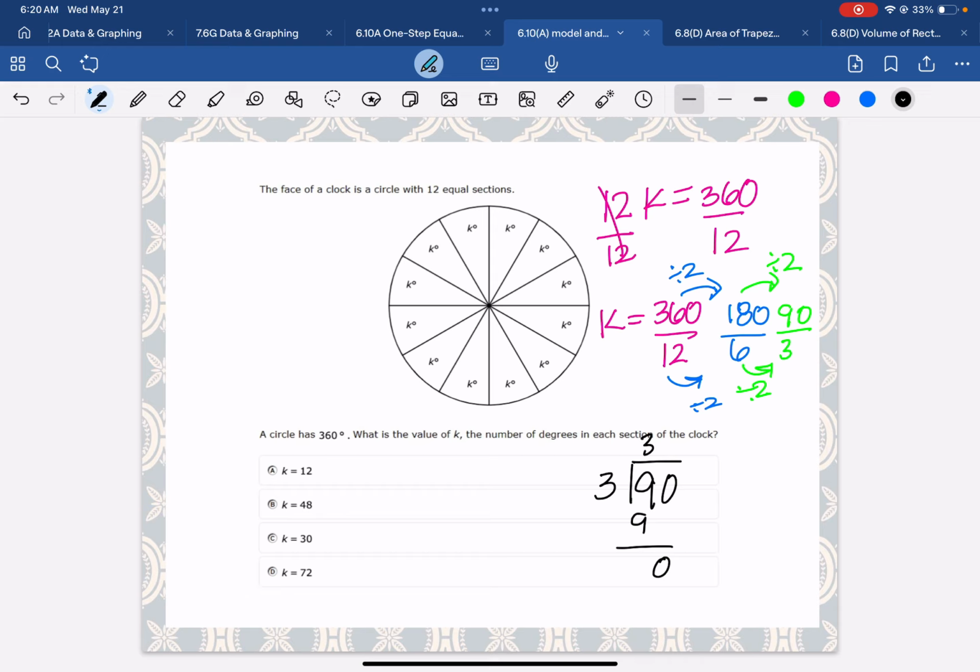3 doesn't go into 0, so we put 0 here. 0 times 3 is 0. So our answer is k equals 30. And we could go back and plug it in. I'm going to go back to the original 12 groups of 30.